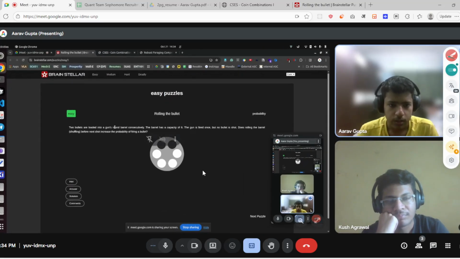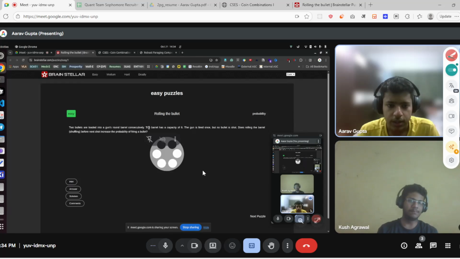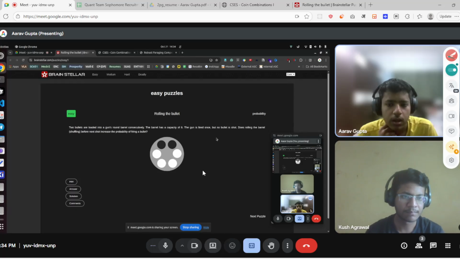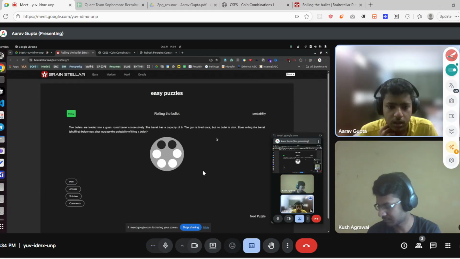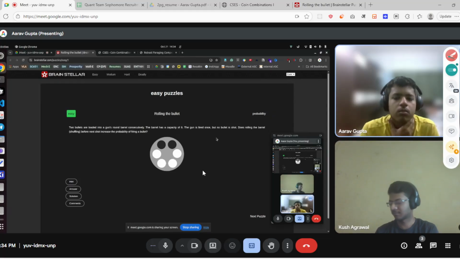Bullets are loaded into a gun's round barrel consecutively. The barrel has a capacity of 6. The gun is fired once, but no bullet is shot. Does rolling the barrel before the next shot increase the probability of firing a bullet?